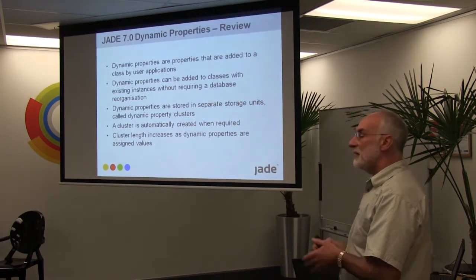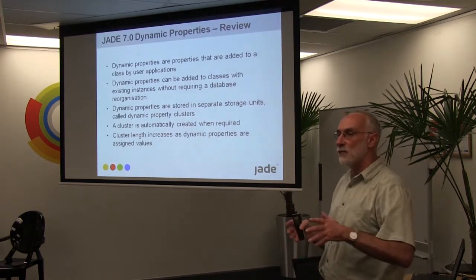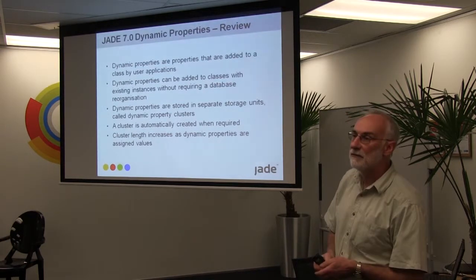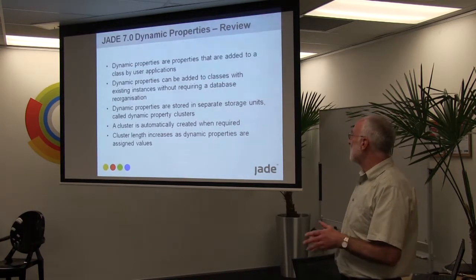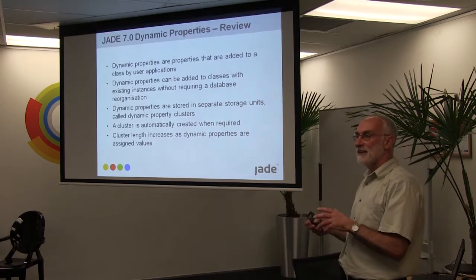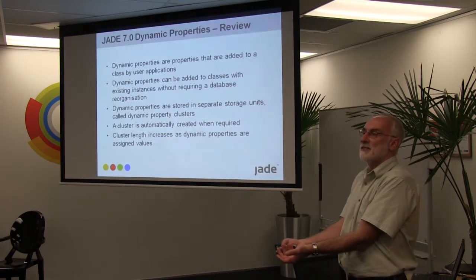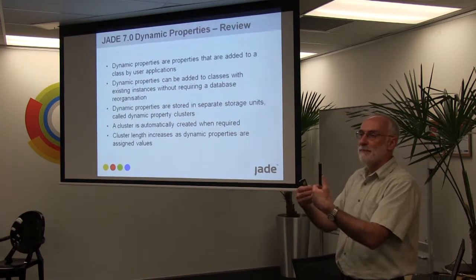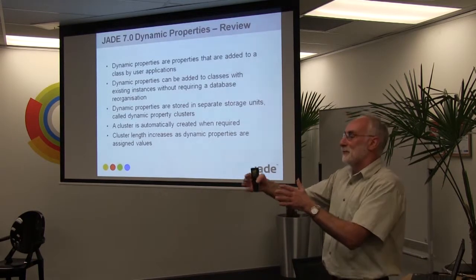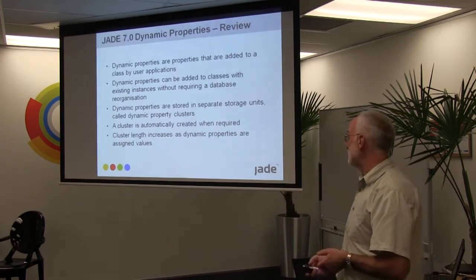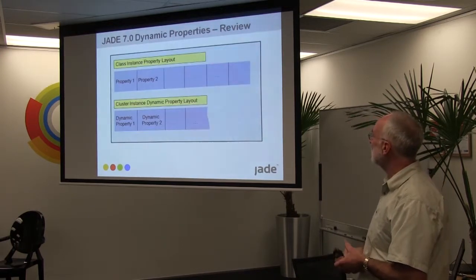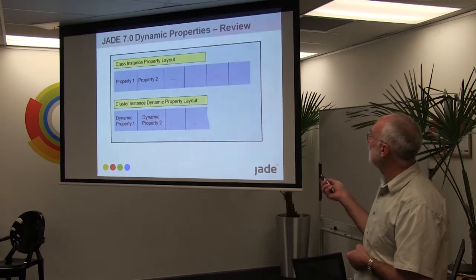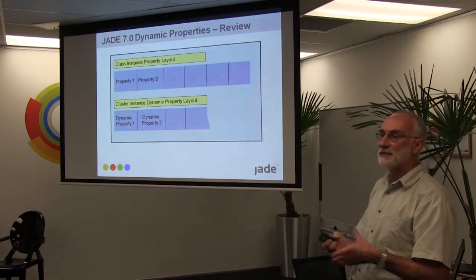Now the values that are stored for the properties are stored in what we're calling a cluster, which is effectively a sub-object of the main object, and the properties are assigned to the cluster as you assign values to the property. So the cluster gets created automatically, and much like a blob, it gets longer as you assign more properties to it. So there's an example of what a static class would normally look like.